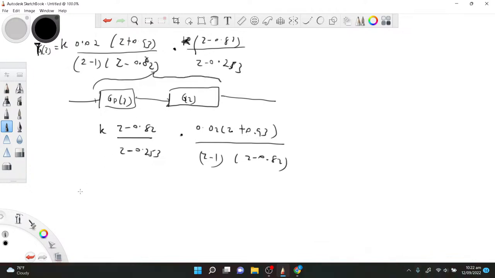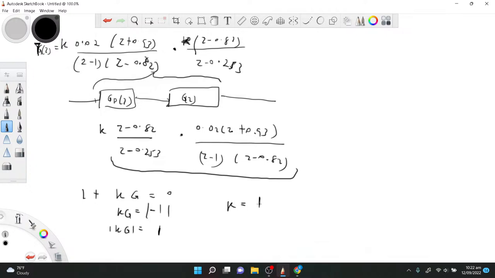From the characteristic equation, we are supposed to get 1 plus KG equal to 0. So my G is this one. This is what I'm calling my G. Now KG is equal to negative 1. So the magnitude of KG is equal to the magnitude of negative 1, which is equal to 1. So my K will be equal to 1 over the magnitude of G, right? This means that the poles will now come to the top.